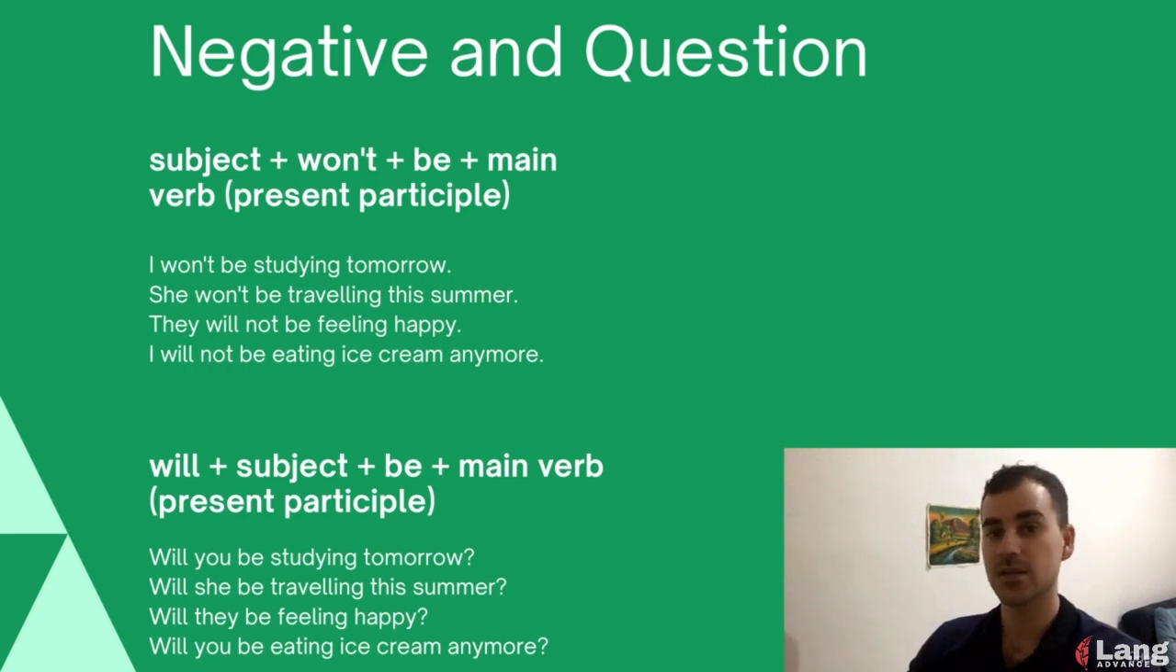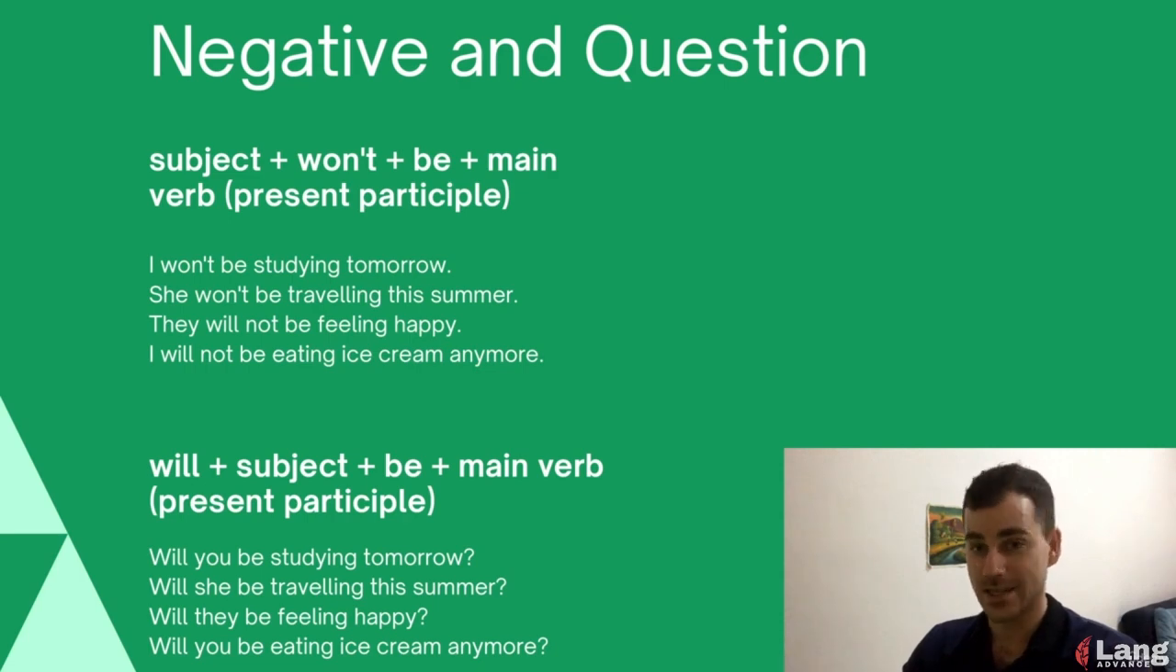So the subject won't be, and then the main verb in the present participle. I won't be studying tomorrow. She won't be traveling this summer. If you don't want to say won't, you can also say will not. They will not be feeling happy. I will not be eating ice cream anymore. Won't and will not are the same thing.